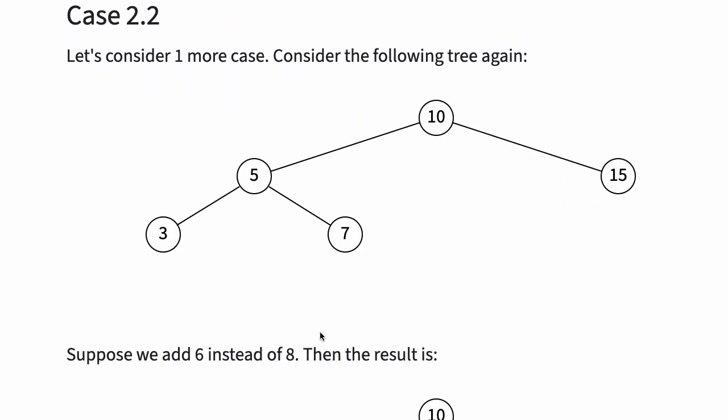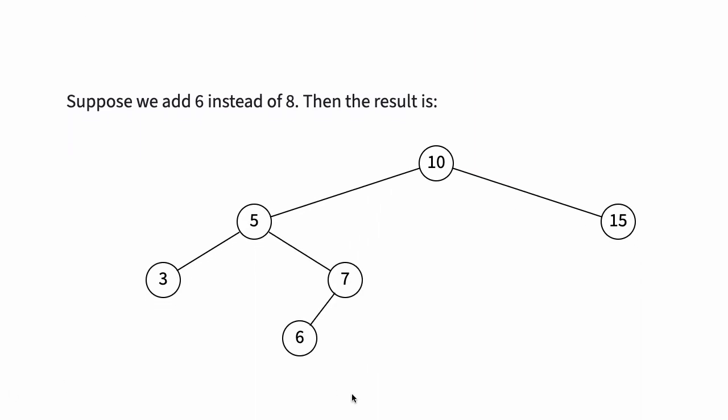Let's consider one more case. Consider the following tree again. Suppose we add 6 instead of 8. Then the result is this tree. Let's balance this tree. Once again, the element was added to the left-right grandchild. So first we try to rotate node 7 into node 5 as before.